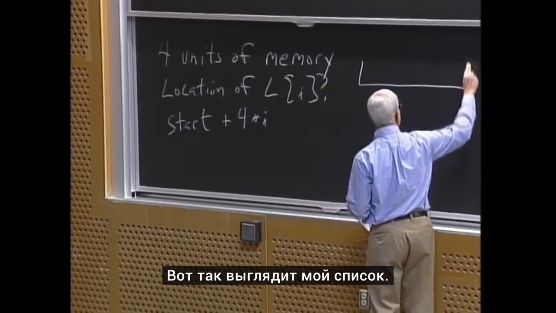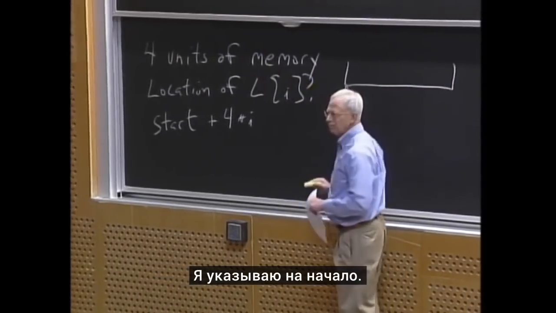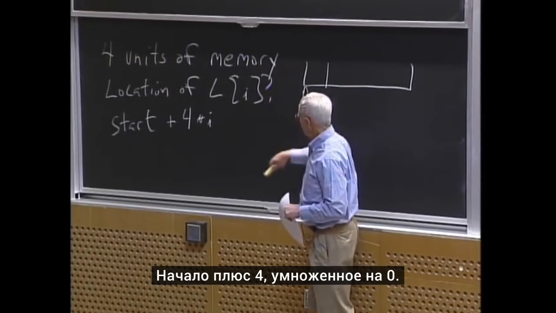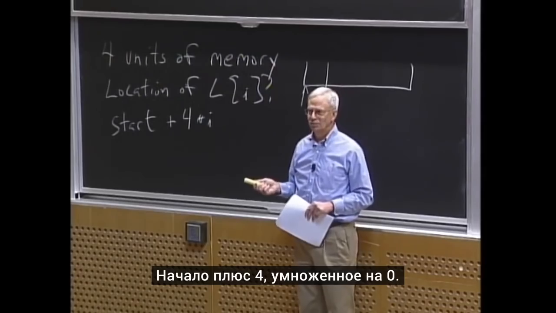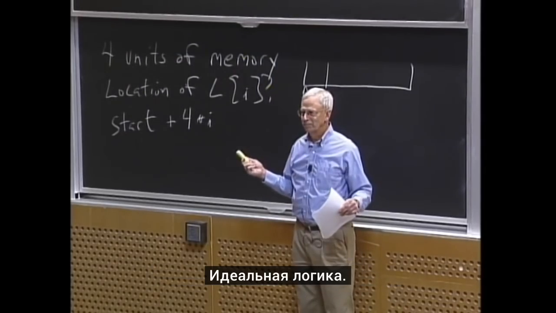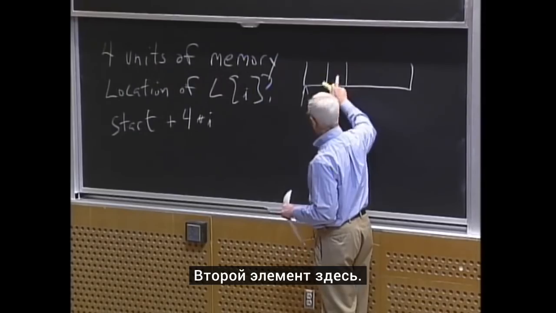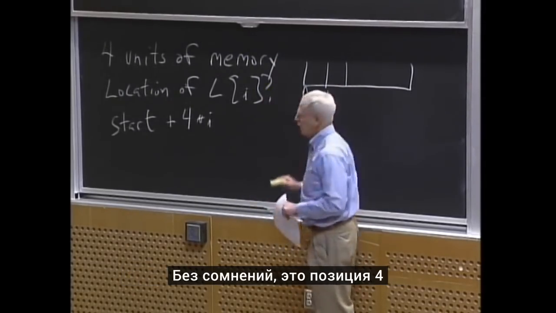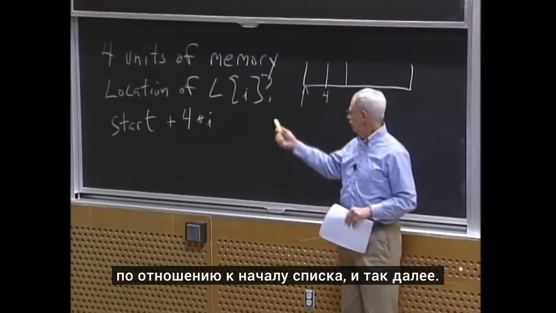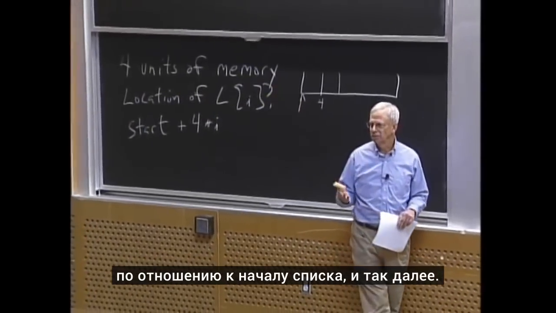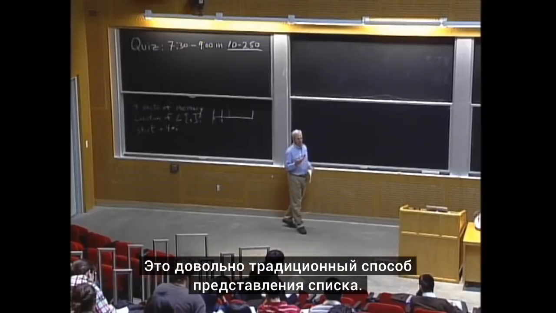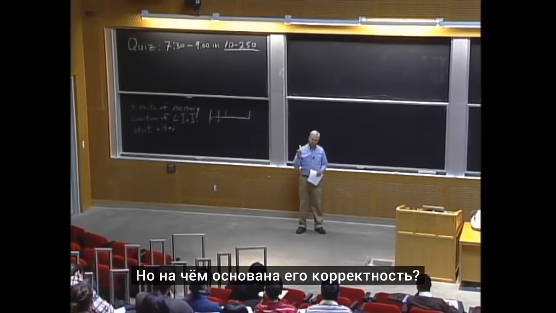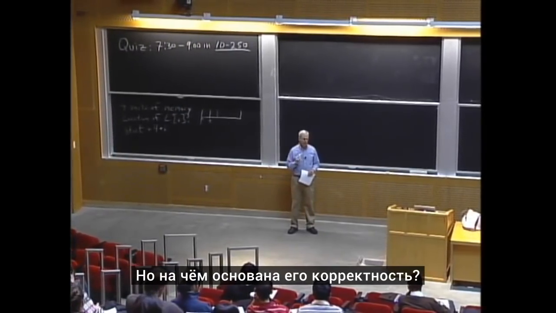My list looks like this. I point to the start. The first element is here, so that's start plus 4 times 0. Makes perfect sense. The second element is here, so that's going to be start plus 4 times 1. Sure enough, this would be location 4 relative to the start of the list, etc. So this is a very conventional way to implement lists. But what does its correctness depend upon?